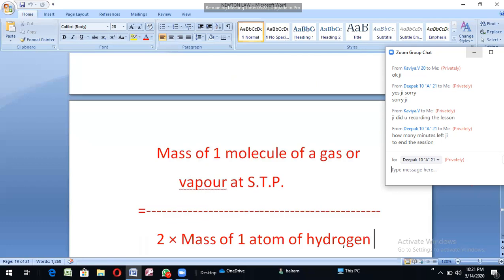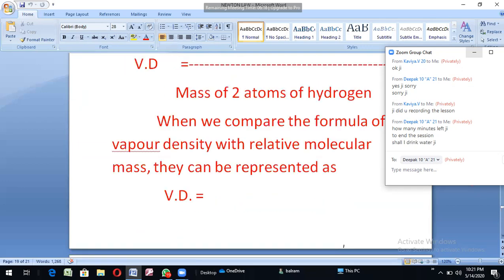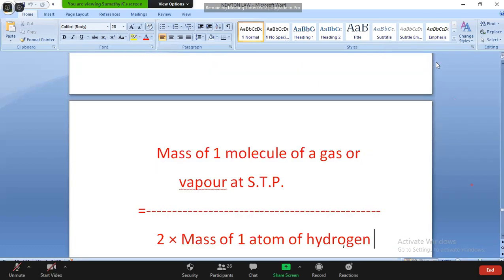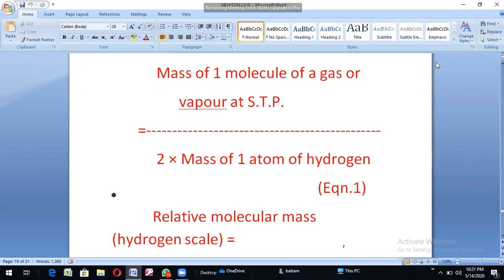We change it because the mass of one atom of hydrogen, we have two atoms of hydrogen, changed into that mass of one atom of hydrogen into 2. Both are the same, only because now this is equation 1. This is the derivation of equation 1.